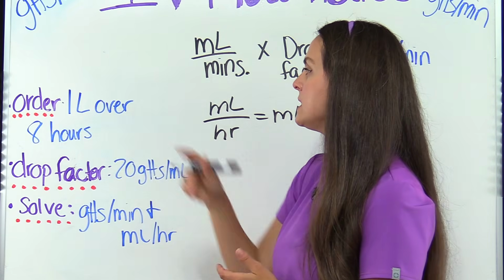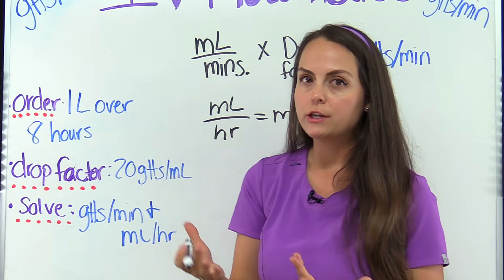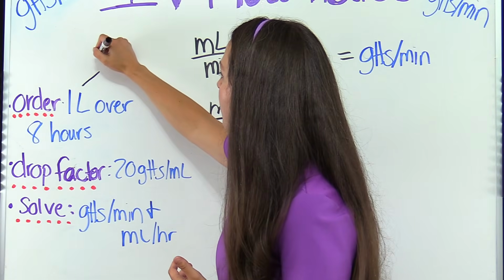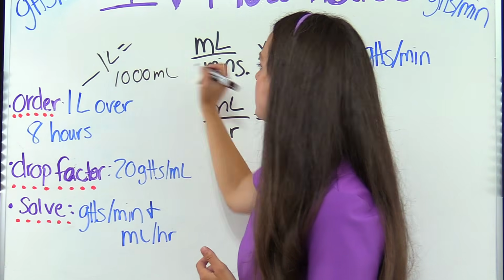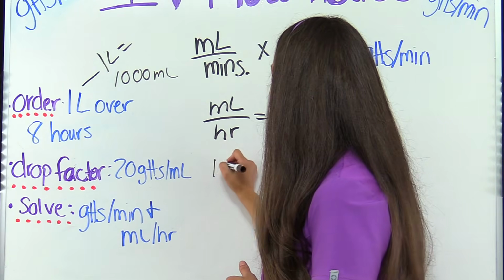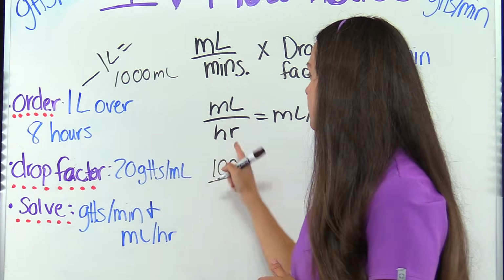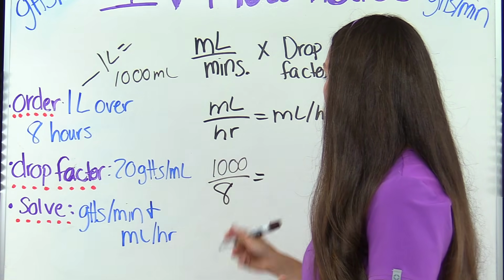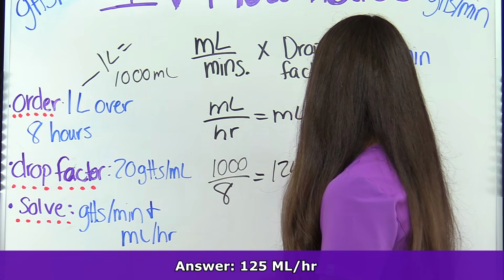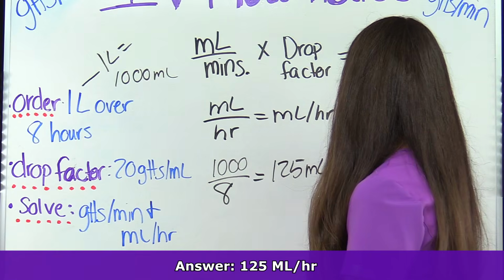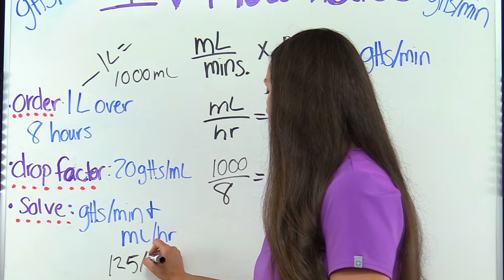So we need to give 1 liter over 8 hours. Right there, our formula is in milliliters, so we need to do some converting. So we know that 1 liter equals 1,000 milliliters. So we have our conversion right there. So 1,000 is going to go right here. It needs to go in over 8 hours, so 8 is going to go here. And you just divide it out. So 1,000 divided by 8 is 125. So 125 milliliters is our hourly rate. So we're going to put that right here.